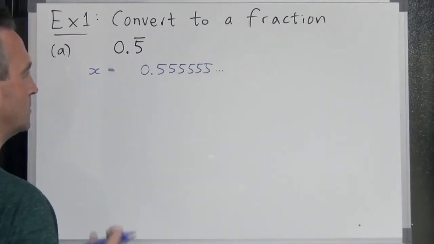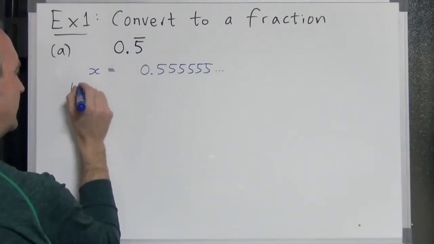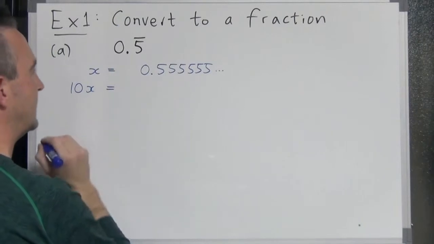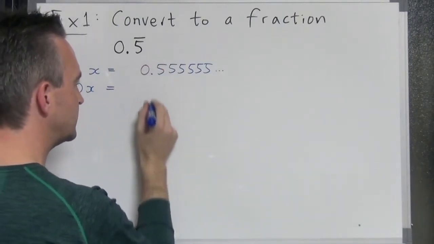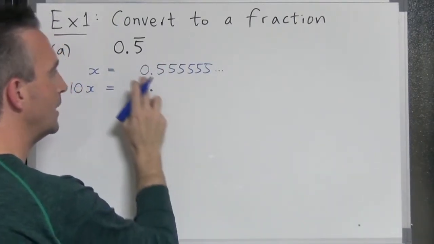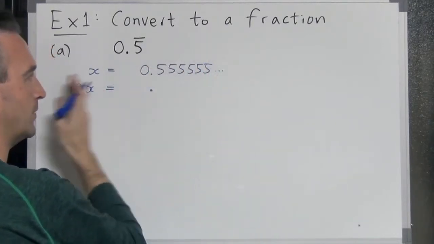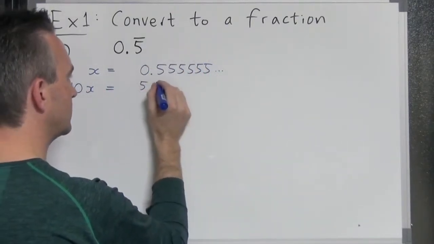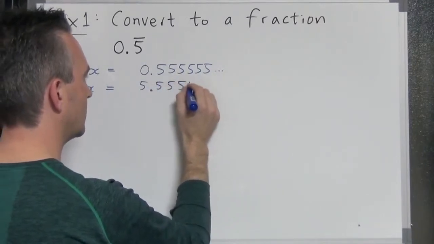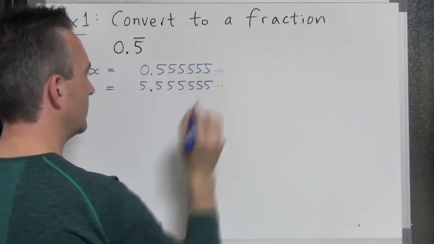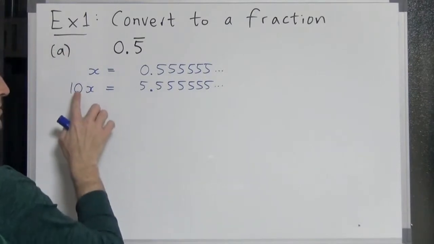To do this, I'm going to multiply both sides by 10. So the left is going to become 10x, and the right side, I'm going to keep the decimals in the same place here. Multiplying this by 10 is going to shift the decimal 1 that way, and bring all the 5s over to the left one spot. Agreed?